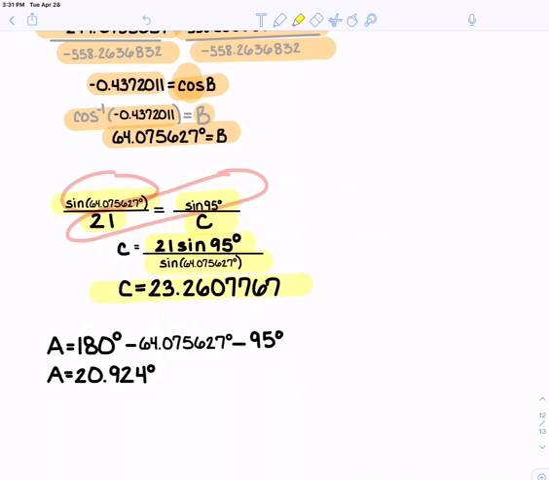Okay, lastly, I needed to still find angle A. The easiest way is going to be to use the fact that all triangles add up to 180 degrees. So angle A is going to be 180 minus the two angle measures we already know. So angle A is 20.924 degrees.